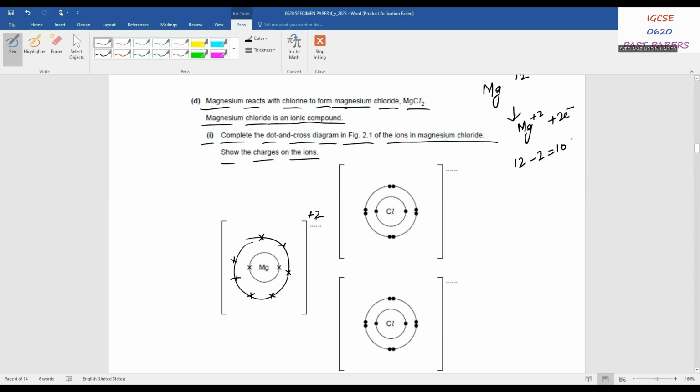Chlorine belongs to group 7, and its proton number is 17. 2, 8, 7. It needs 1 electron to complete its valence shell. So both the chlorine atoms have gained 1 electron, so it will become 2, 8, 8. These electrons are shown. So now I'm going to show 8 electrons for each chloride ion.